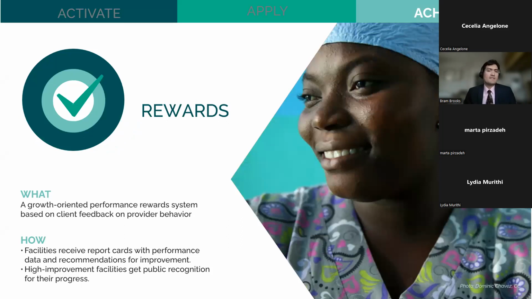And finally, the third pillar of the Beyond Bias intervention is rewards. This is a non-monetary performance-based intervention based on client feedback that looks at provider behavior. We use client exit surveys to assess facility performance, where we develop facility report cards, rank facilities based on their performance of unbiased care, and publicly share these results and celebrate best performing facilities through quarterly reward ceremonies. Next slide, please.